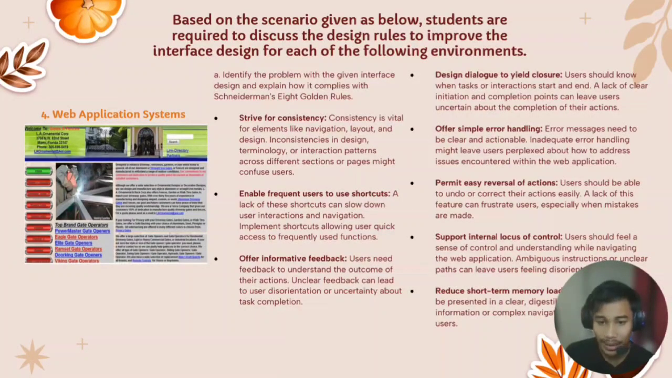Next, permit easy reversal of actions. Users should be able to undo or correct their actions easily. A lack of this feature can frustrate users, especially when mistakes are made. Next is support internal locus of control. Users should feel a sense of control and understanding while navigating the web application. Ambiguous instructions or unclear paths can leave users feeling disoriented. The last one is reduce short-term memory load. So this is basically excessive information or complex navigation can confuse users.